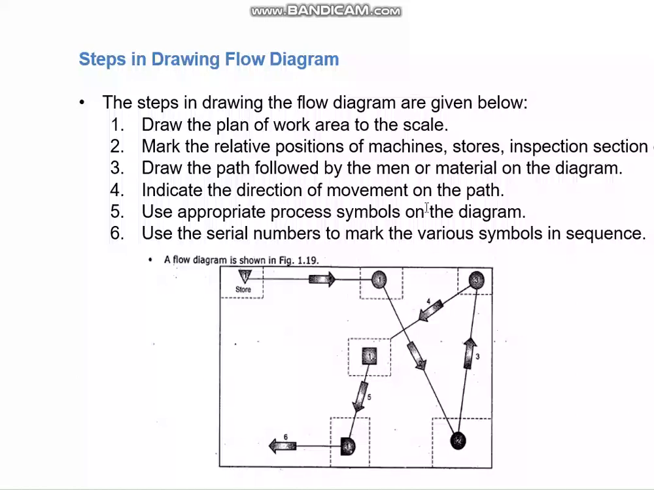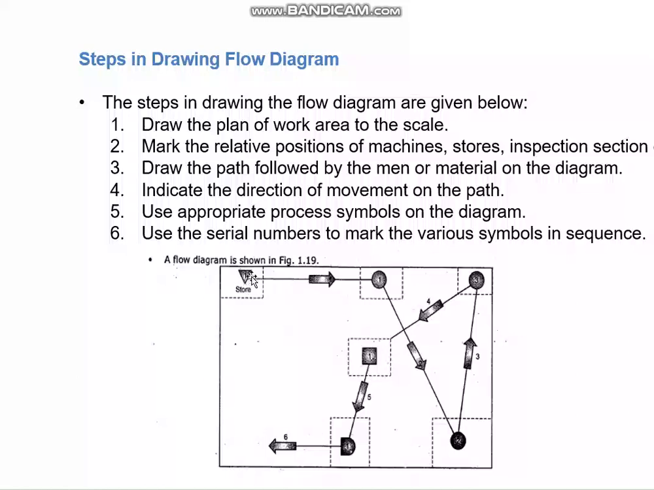Indicate the direction of movement on the path. Then use appropriate process symbols on the diagram. These are the appropriate symbols: triangle, arrow, circle, square, and the capital D. These are the process chart symbols. Then use the serial number to mark various symbols in sequence. Because they have put 1, 2, 3 like that, we know how the workpiece is moving. That is how the flow of the workpiece is.